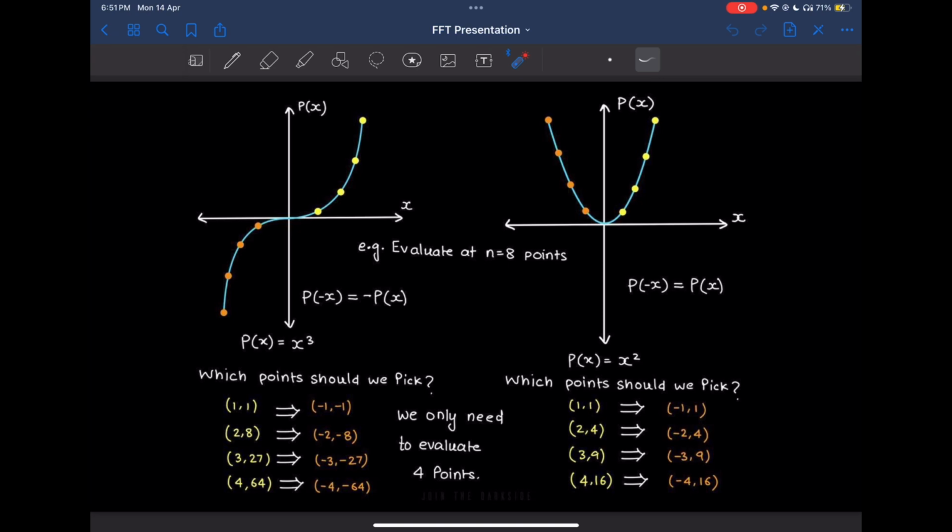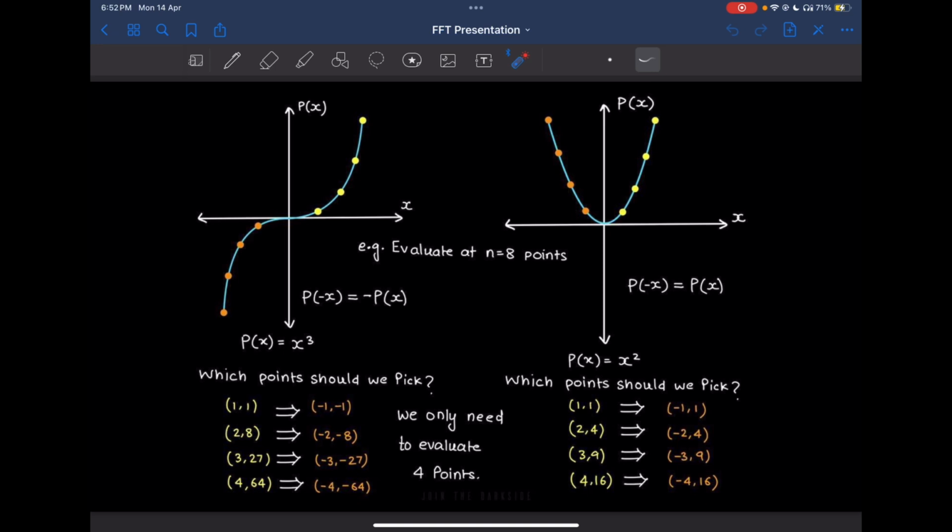So if the input value is negative, the corresponding output value would also be negative, right? Same goes for positive. If the input value is positive, the corresponding value would be positive. Let's take another example of even functions. Again, I'm picking the same points as an example. I've taken 1, 2, 3, 4. For 1 it is 1, for 2 it is 4, for 3 it is 9, for 4 it is 16. For negative points, it is still the same, right? Because any negative number squared is equal to that same number squared. The negative sign doesn't make a difference, right?